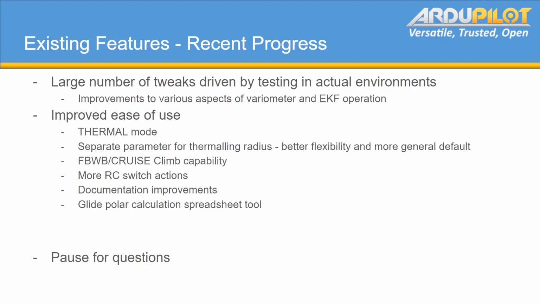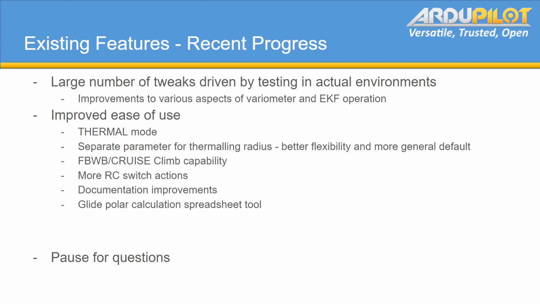So the first one is the separate parameter for the bank angle or the flight path radius to use when thermaling. Previously, we were using the general loiter radius. And this was not very flexible in that you had to change that parameter if you wanted to do something other than thermaling, you'd have to switch it around. It also meant that the default values weren't very suitable for thermaling. Whereas having a thermaling specific parameter allows us to have a more general default that will be more suitable for a wider category of users.